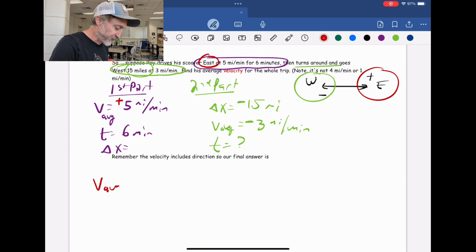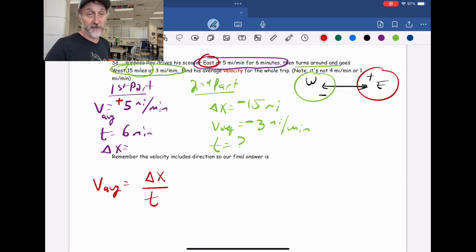Well, average velocity is displacement over time. So I need to find the displacement for the whole trip and the time for the whole trip. Please hear me say this. You cannot make up your own equations. A lot of times I'll have students just take an average of the two velocities. What's the average of 5 and 3? 4, right? 5 plus 3 divided by 2 is 4. Or if you keep track of your negatives, it's 5 plus negative 3 divided by 2, which gives you 1 mile per minute. Okay?